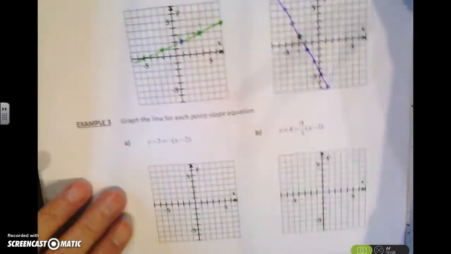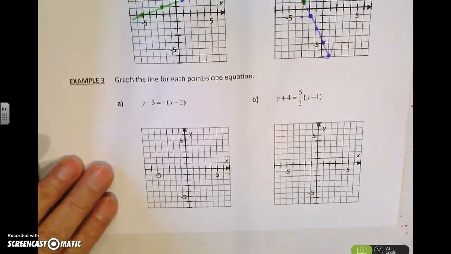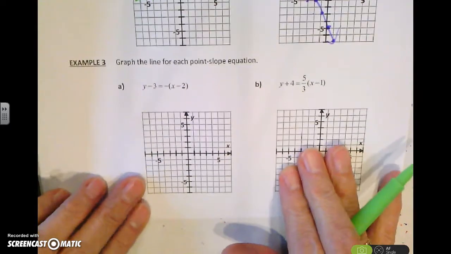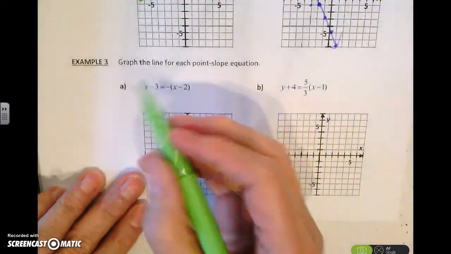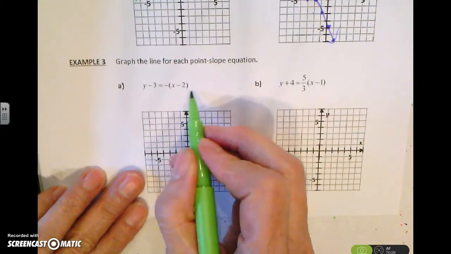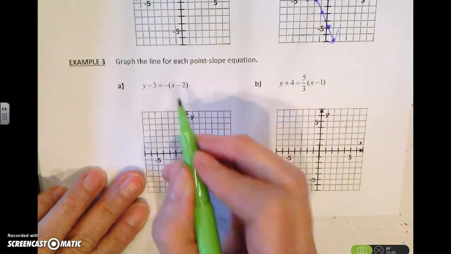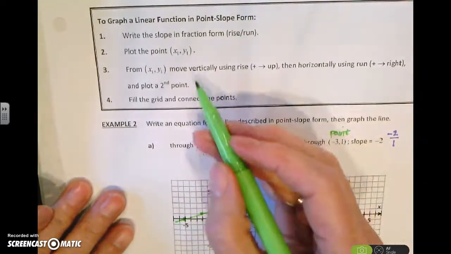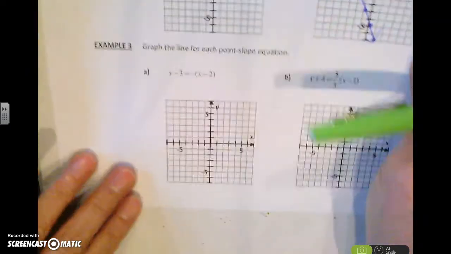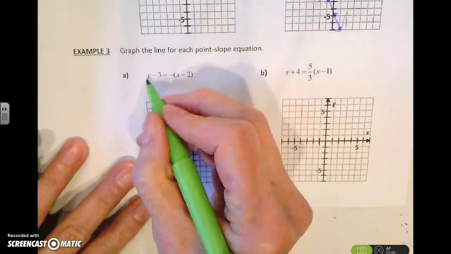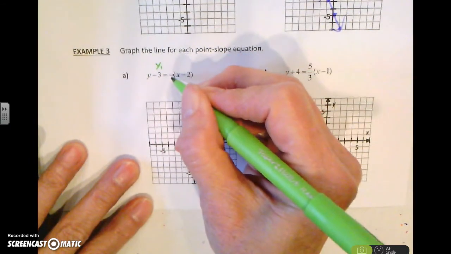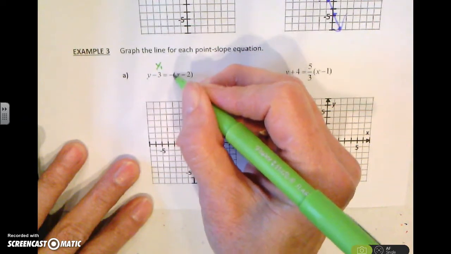All right, the next example, example 3, we want to graph the line for each point slope equation. So this time it's not given to us specifically. So for number 1, we're going to have to recognize that this is in point slope form. So we have to have that formula memorized so well that we recognize the fact, oops, it's on the other page, I can't show you. We've got to recognize the fact that we have y minus y1. So here's my y1 is equal to, and our slope is going to be in front of this parentheses.